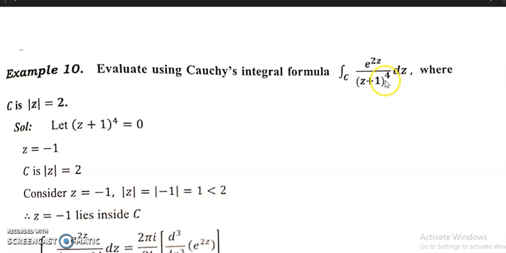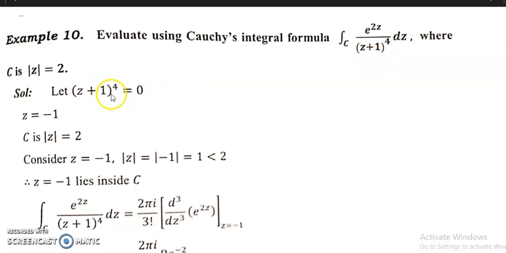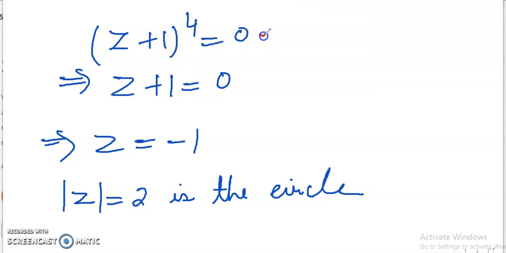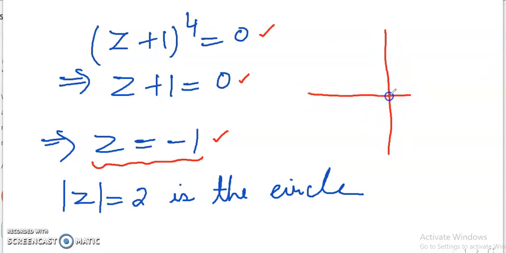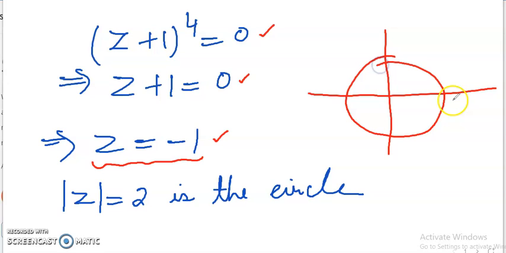Before that, we have to verify whether the point lies inside or outside. Now we take the denominator (z plus 1) whole power 4 equal to 0. Equating the denominator to 0, we get z plus 1 equal to 0, and from this z equal to minus 1. Now we verify whether this lies inside or outside C. Mod z equal to 2 means the radius is 2. Since the radius is 2, we can draw the circle and take the endpoints as 2 and minus 2.